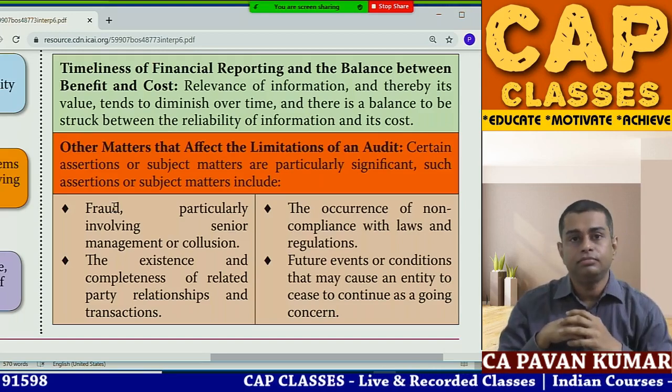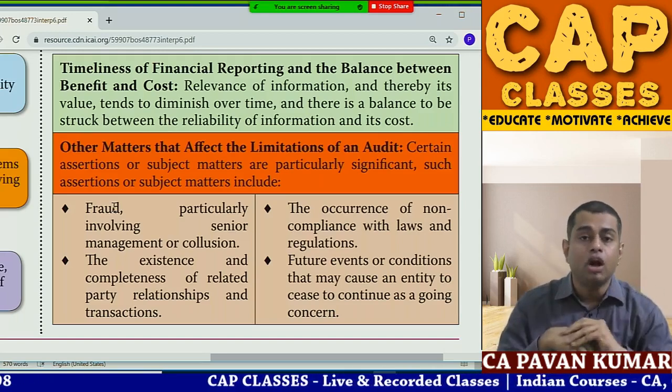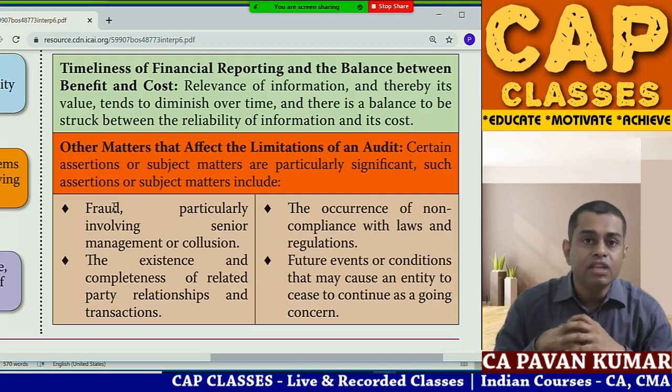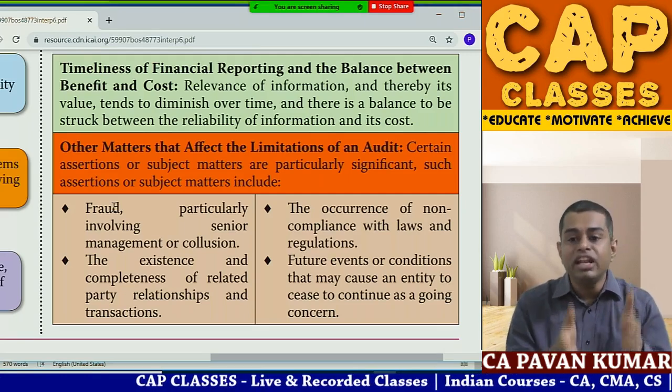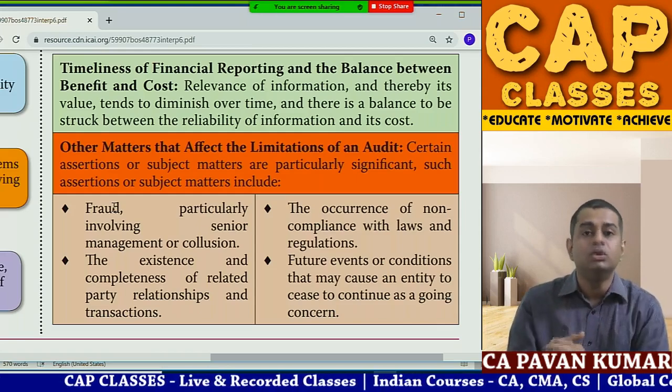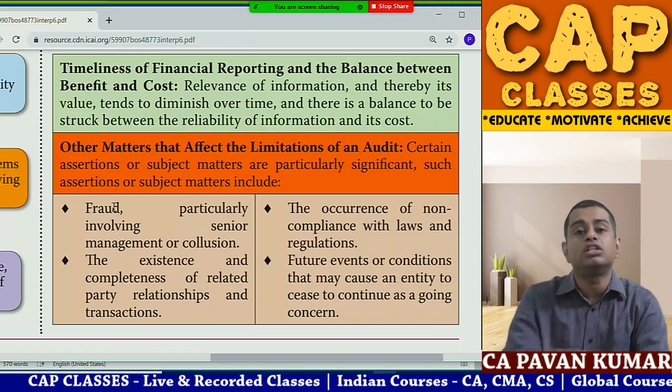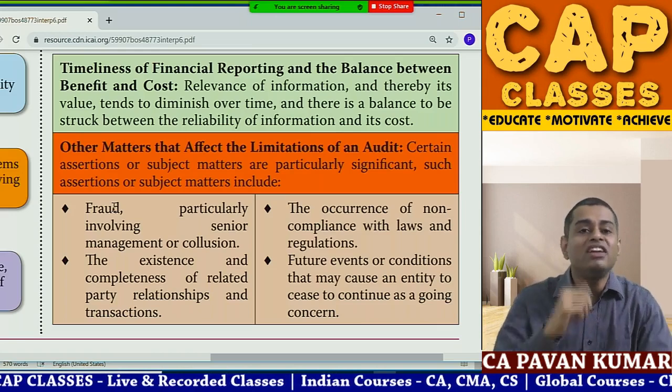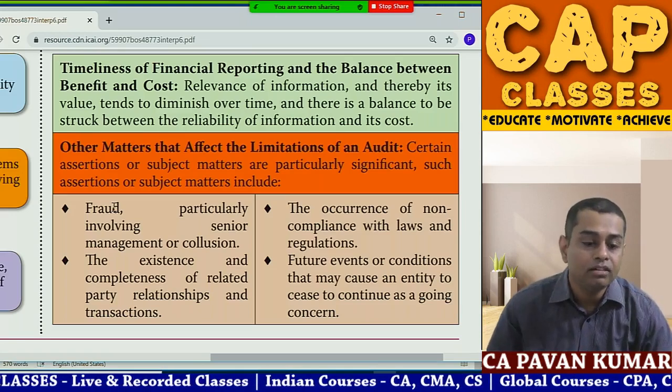Top level management, if they are involved in some fraud, if you remember Satyam's case, in Satyam's case, after 7 years of fraud, the MD, Satyam Ramalingaraju, had to convene a meeting. He himself said there are frauds. The auditor could not even trace the fraud. That is point number one.